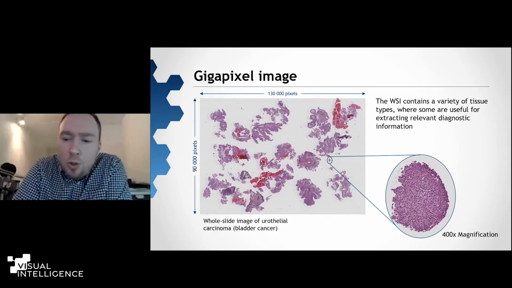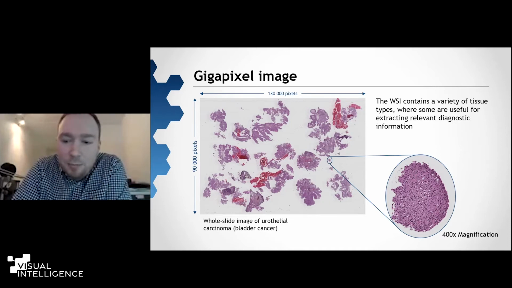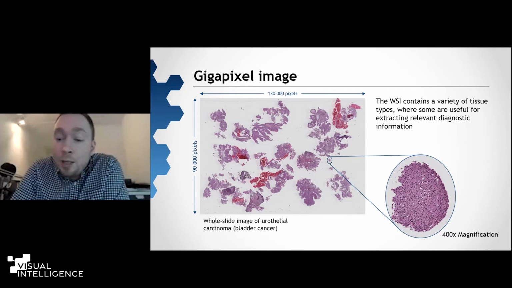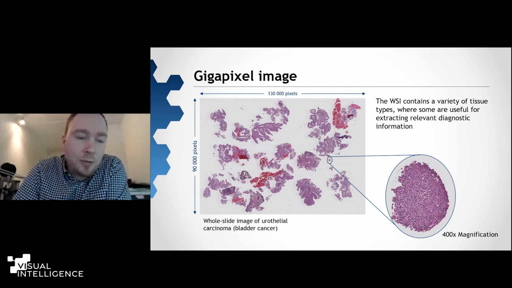From this image, we can note a few things. First of all, the images can be quite messy. We can see in the top right corner that we have some blood. There is also some blood in the middle of the image. We also have some damaged tissue, which we cannot use for diagnostics. So we need a system to remove these unwanted tissue types from the image.